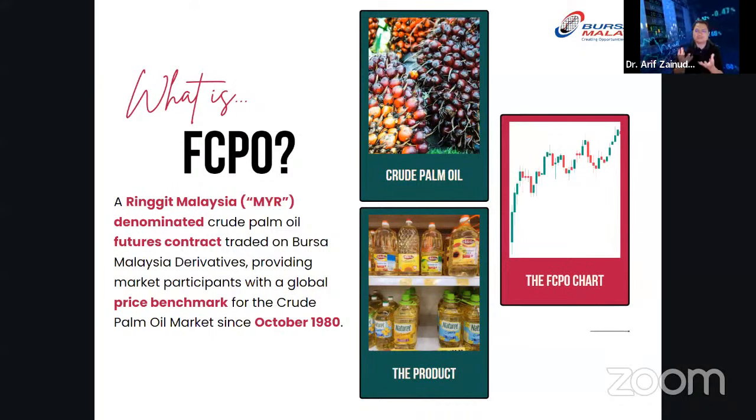What is that product that you saw in My Day and Giant, especially during Raya, right? It's the cooking oil. Okay, you see this? The product is the cooking oil. And where does cooking oil come from? It comes from sawit, or CPO, crude palm oil.